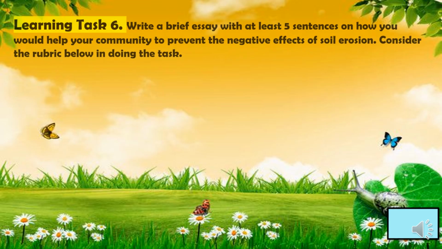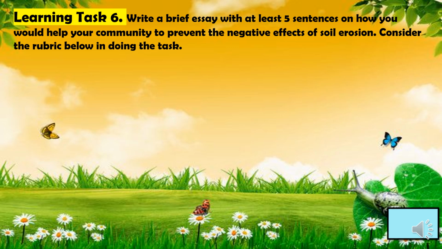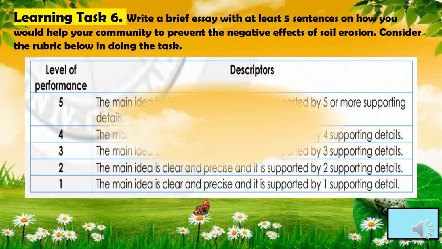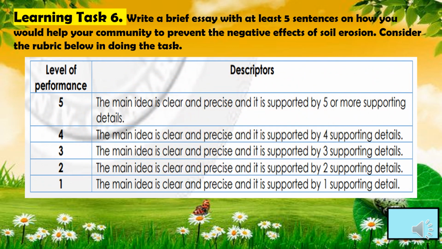For learning task 6, write a brief essay with at least 5 sentences on how you would help your community to prevent the negative effects of soil erosion. Consider the rubric below in doing the task. So we have the rubric, with the level of performance and the descriptors.